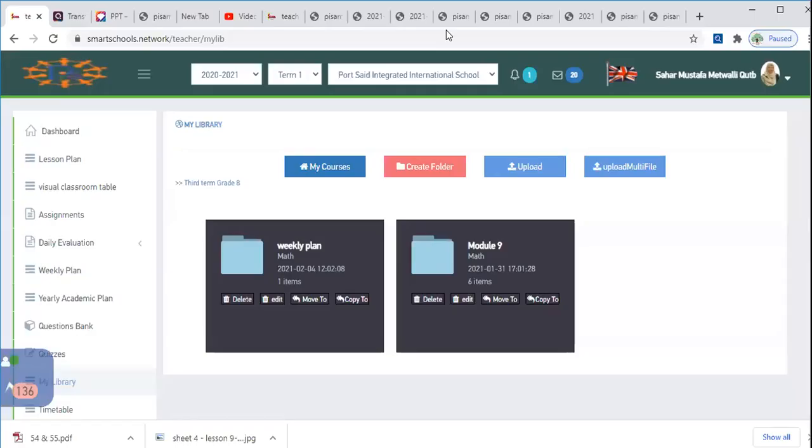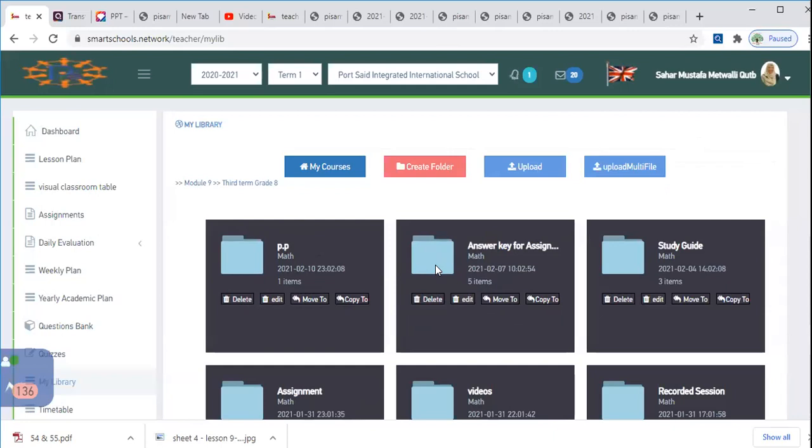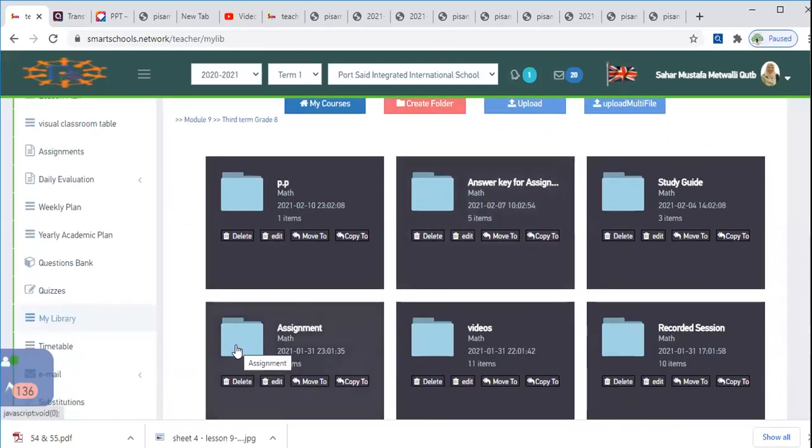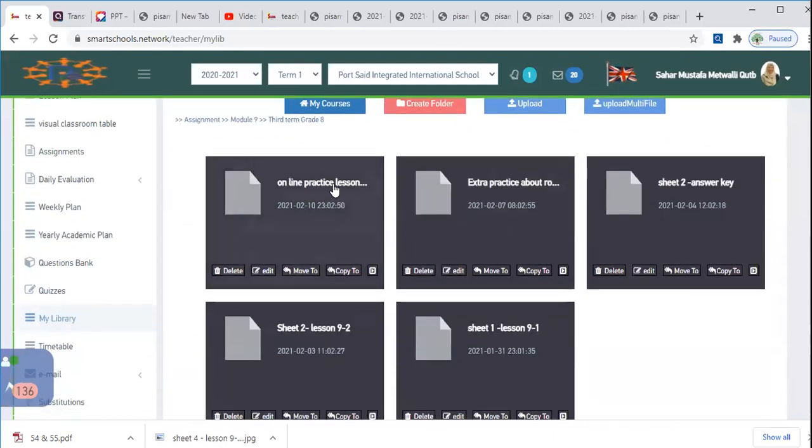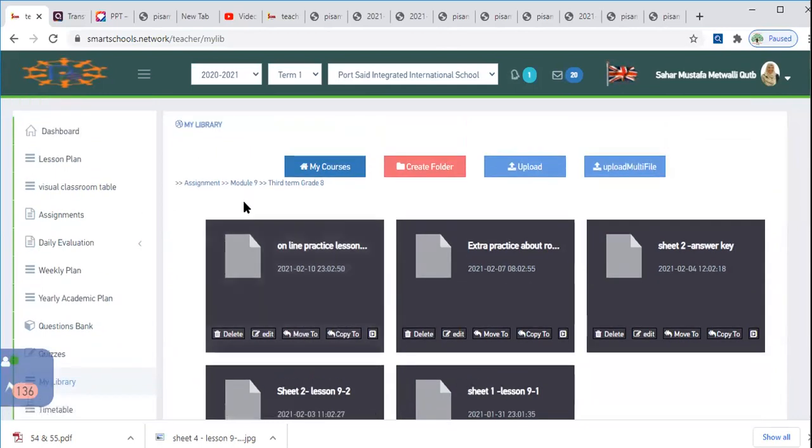My library, third term exam, module 9, assignment, online practice. So this is your practice which you are going to work with. Once you finish, you will send me your score.